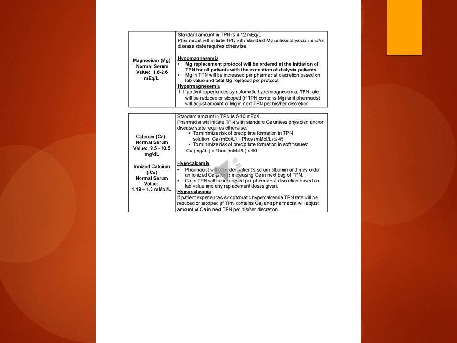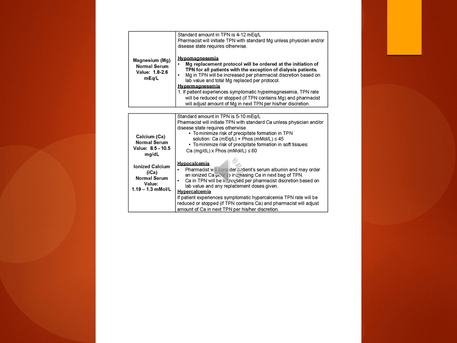Calcium, Ca. Normal serum value, 8.5 10.5 mg/2. Ionized calcium. Normal serum value, 1.19 minus 1.3 mol per liter. Standard amount in TPN is 5 to 10 mg per liter. Pharmacist will initiate TPN with standard Ca unless physician and/or disease state requires otherwise. To minimize risk of precipitate formation in TPN solution, Ca, mg per liter, plus Phos, mol per liter, 45. To minimize risk of precipitate formation in soft tissues, Ca, mg/2, x Phos, mol per liter, 60.